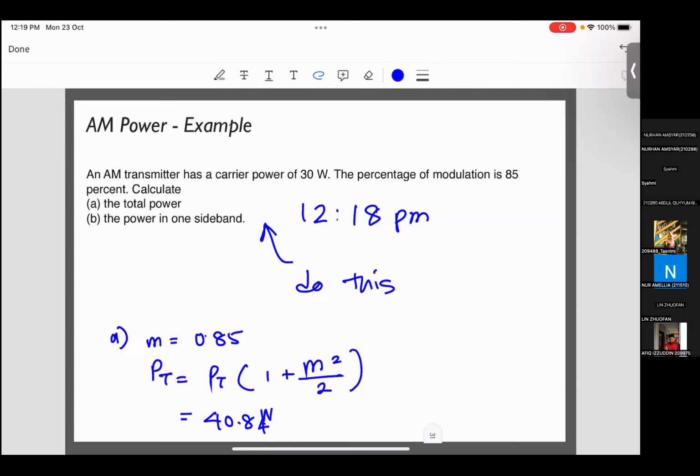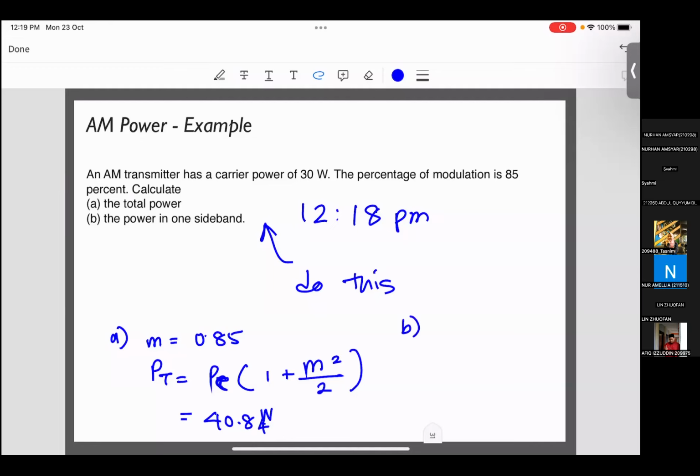Okay, so you use m equals 0.85. Your carrier is 30. So 30 times 1 plus 0.85 squared divided by 2. Is that it? Yes. Okay, thank you, Afiq.